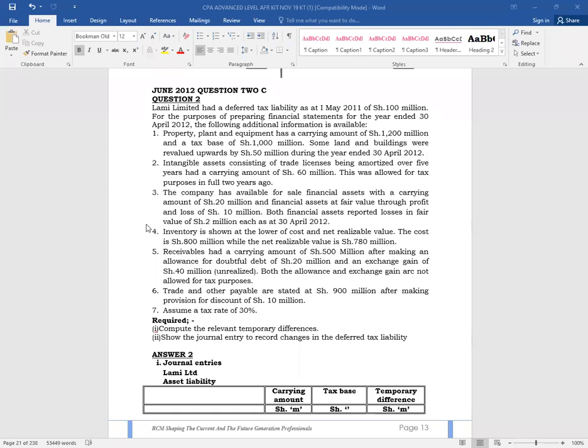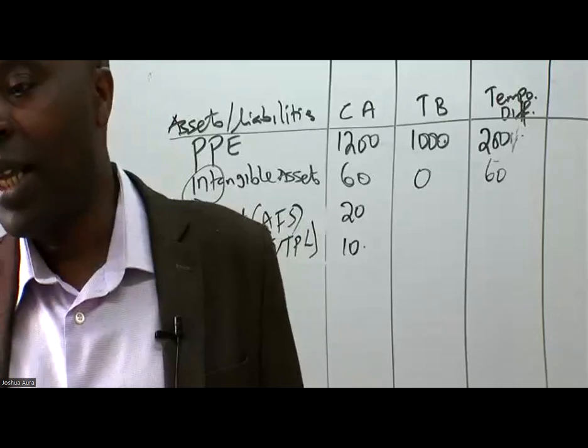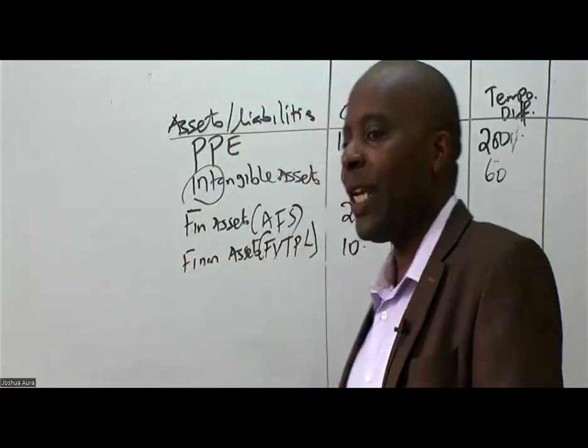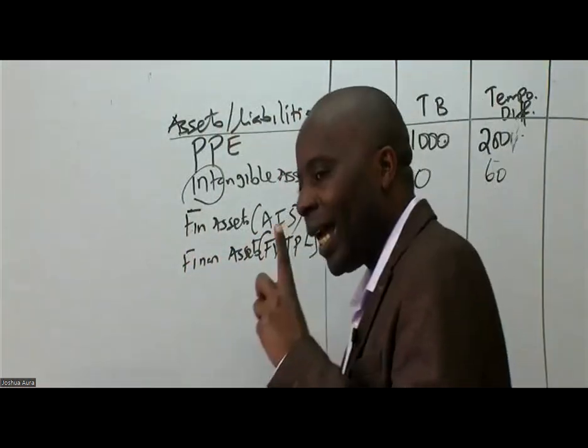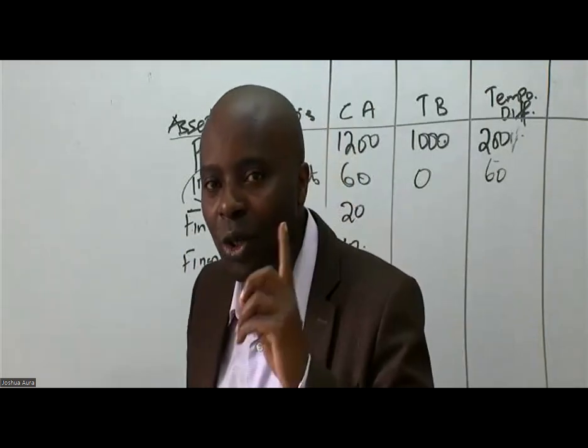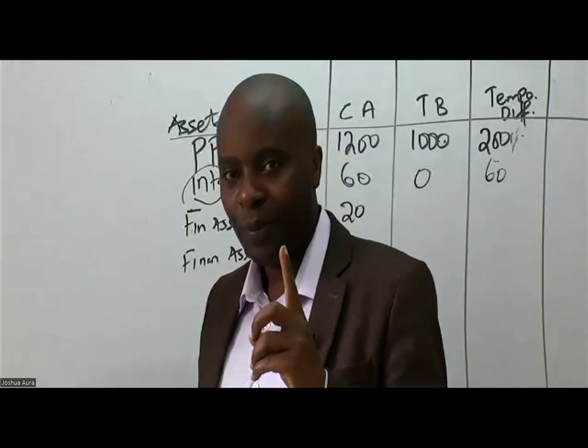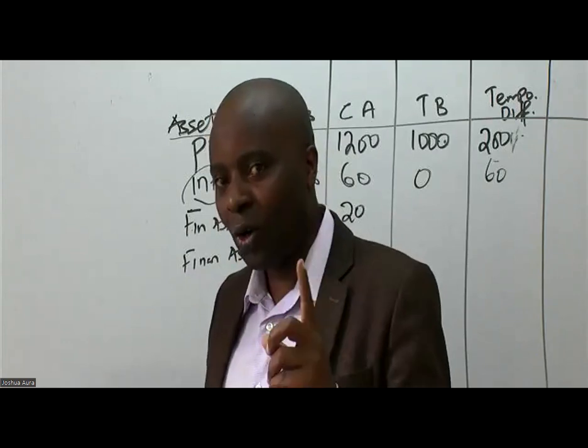So they're telling us, ladies and gentlemen, that both financial assets reported losses in fair value of 2 million each as at 30th April 2022. Great. Listen to me very well. The thing I would want to do for these financial assets is to ascertain their initial cost.